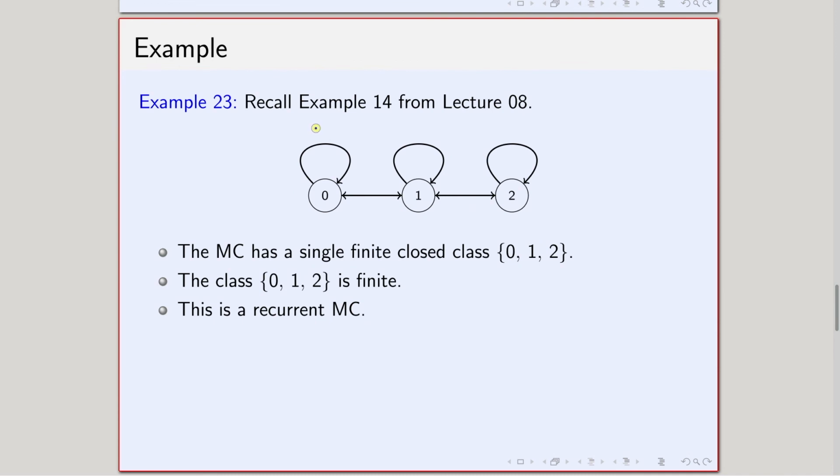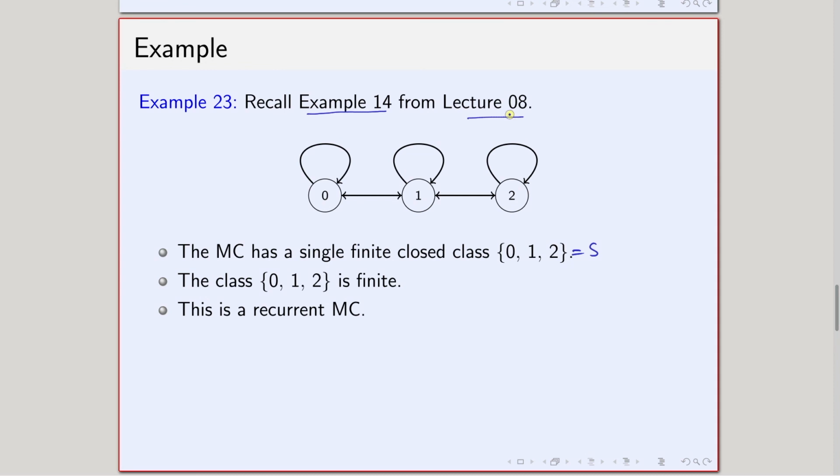This example is one which we discussed in lecture number 8, example 14 of lecture number 8. Just go back and check. I have only given the diagram here. From this diagram we pointed out that this is an irreducible Markov chain. That means all the states communicate among themselves and there is only one communicating class, which is 0, 1, 2. So the whole S is the communicating class, and this is an irreducible Markov chain. That's what we discussed in lecture number 8.